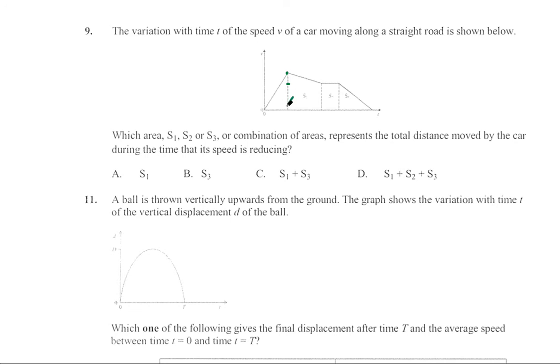So I see my one area S1, and then I see my second area S3. So it's S1 and S3. So that's choice C right here.